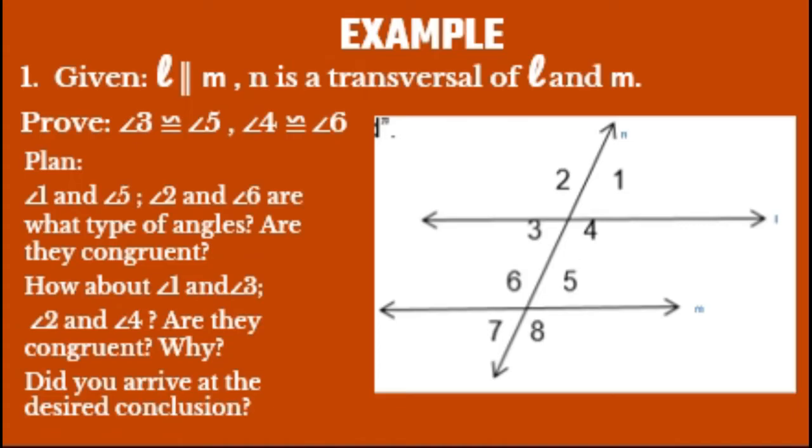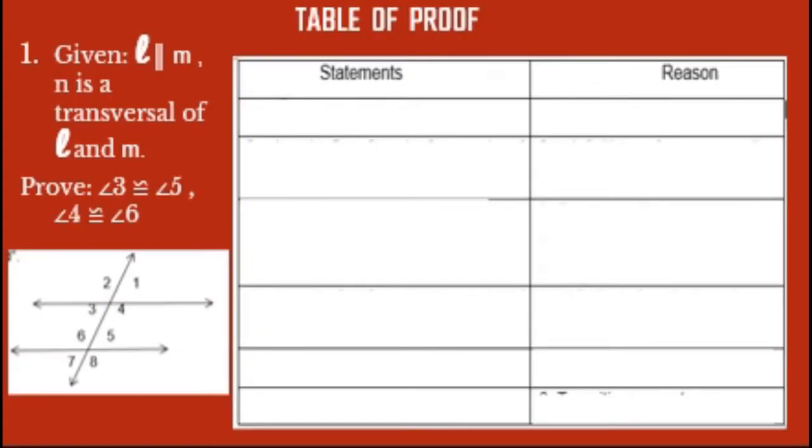Alright, let's see. Now, let's prove this statement using the table of proof or the two-column proof with the statements and the reasons. So, what is our first statement? Alright, given the information here, L is parallel to M. The reason is given. And we have two plans, right?